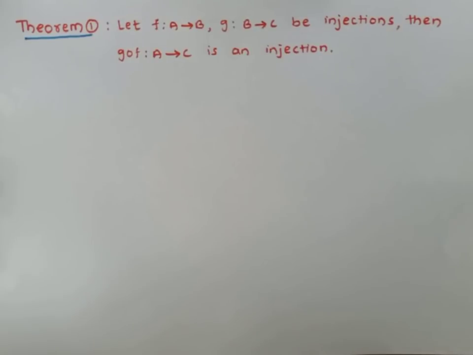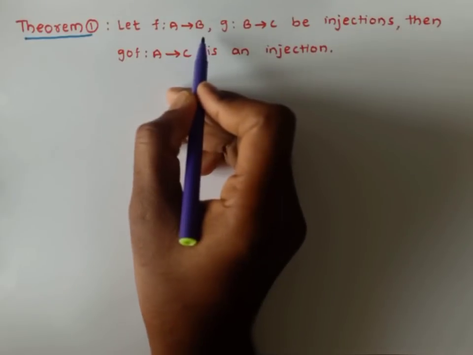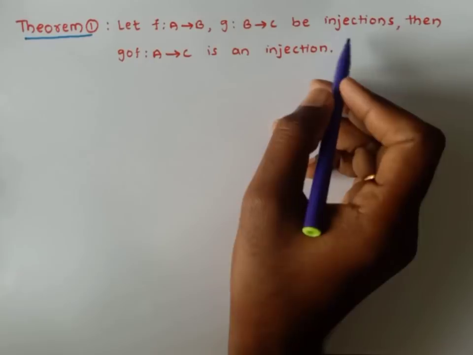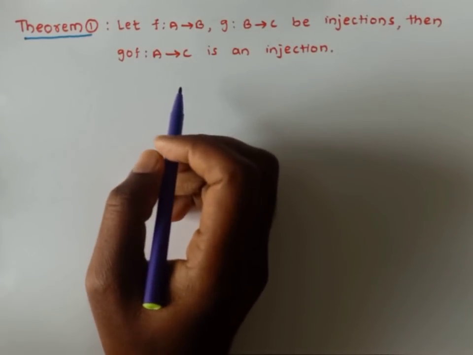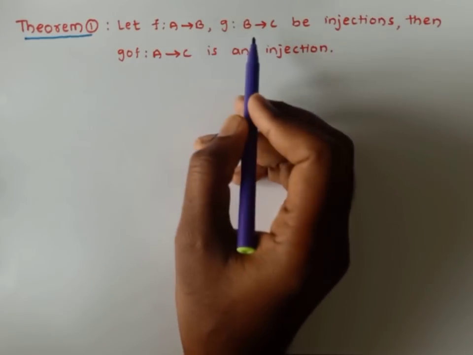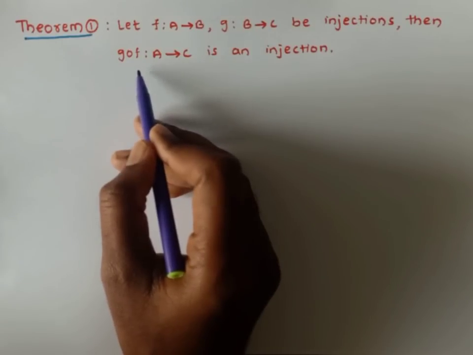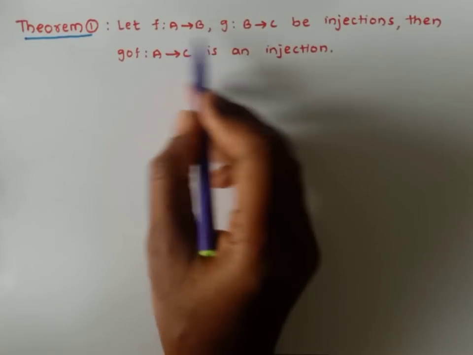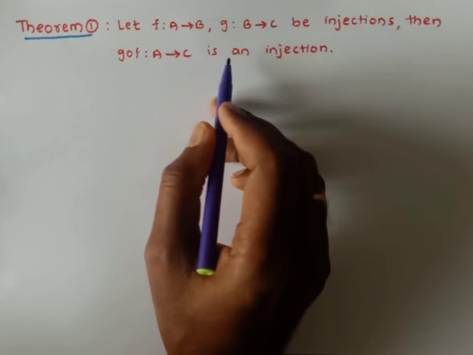Now the first theorem: let f from A to B, g from B to C be injections, then g compose f from A to C is an injection. So by using the given data, we have to show the composition g circle f from A to C is an injection. You are given that f and g both are injections. So here f and g are one-one functions.